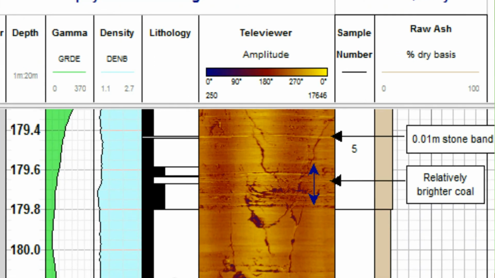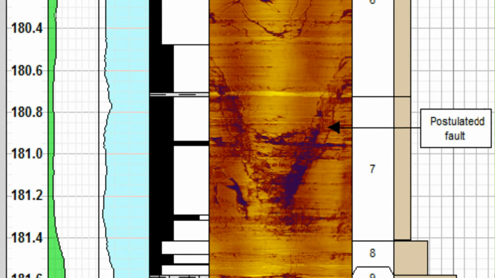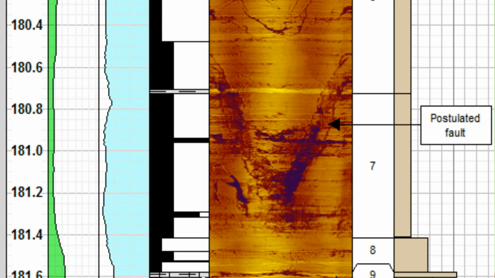Very thin stone bands, such as the one at 179.4 metres, stand out clearly on the image, but show no indication on the density log. This could be invaluable when trying to find important stratigraphic markers, especially if those bands are carbonaceous and difficult to find visually. The large V-shaped feature, seen at about 181 metres, was noted in the geological log as being a possible fault, but the image shows that none of the stone or coal bands show any displacement, so the feature is simply a significant cleat.